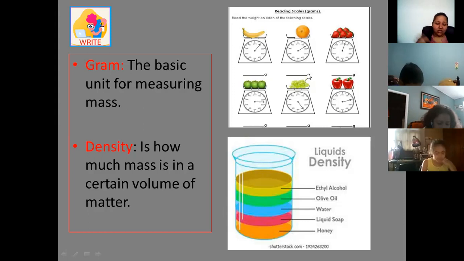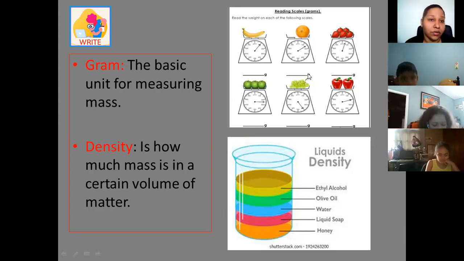Okay, and the oil is going to float on top of the vinegar. The density of the vinegar is greater than the density of the oil, so it means that it's heavy. Okay, it means that it's heavy. So the vinegar is heavier than the olive oil.